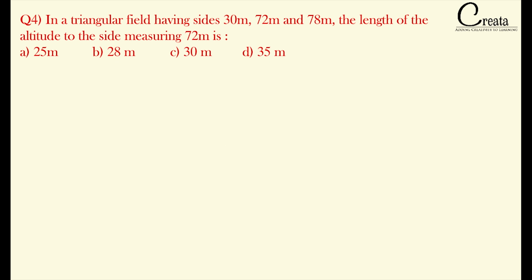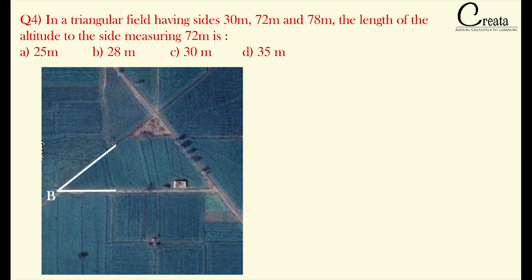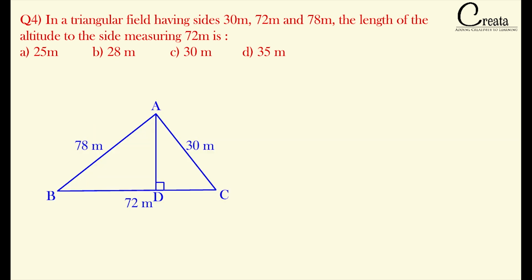Let's observe the question. A triangular field is given and the 3 sides of this triangular field are given as 30 meter, 72 meter and 78 meter. And we have to calculate the altitude to the side 72 meter. This side is 72 meter, which means we have to calculate this perpendicular distance from the opposite vertex. That is the altitude for this triangle.